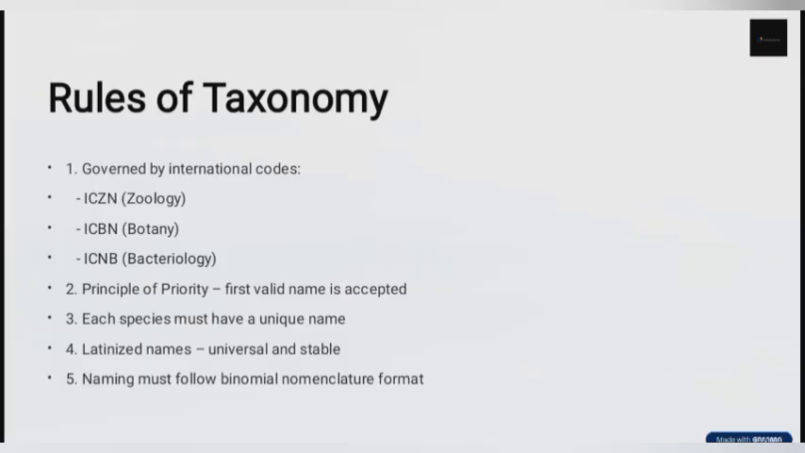They must be governed by these international code bodies. Principle of priority, that is the first to bring up the name is what is registered. Number 3, every name must be unique. We don't need things that are close together or things that have been used before.